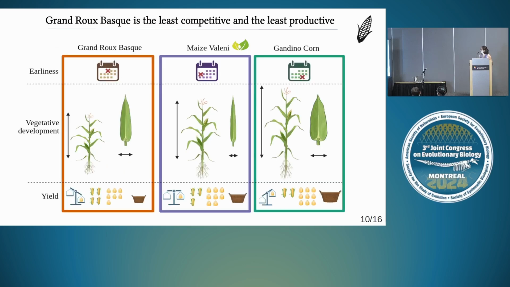And if we look into more detail, here I try to sum up all the significant results I obtained. And so the three populations were different in terms of earliness. So the Grand Roux Basque was the earliest, while the Gandino was the latest. They were also different in terms of competitiveness. So the maize Grand Roux Basque was the smallest, with the smaller yield that you can see below. And the Gandino corn was the most competitive. It was the tallest, with the largest leaves, and also displayed the highest yield.